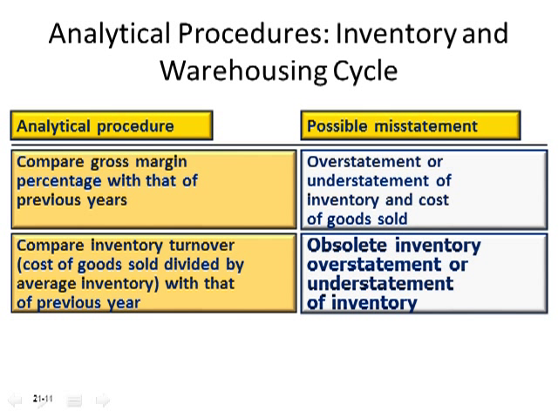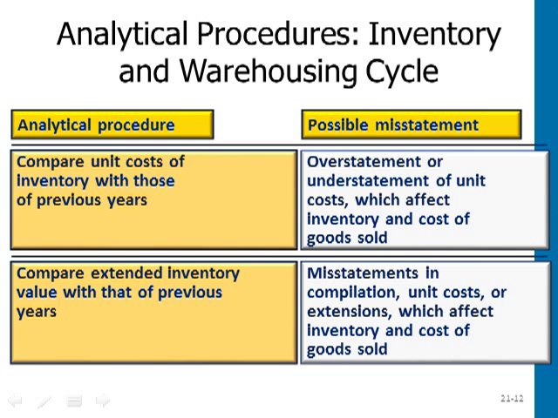We might also compare inventory turnover, and that's cost of goods sold divided by average inventory, with that of previous years, so that we can test to see whether there's obsolete inventory, overstatement, or understatement of inventory. We might also compare unit cost of inventory with those of previous years, or compare extended inventory value with that of previous years.